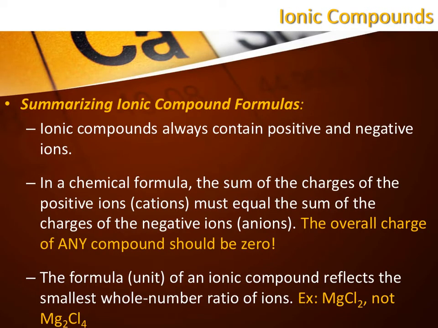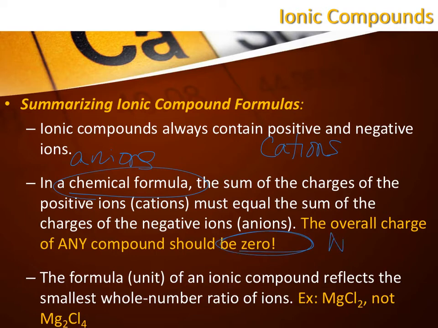Here's a summary of what we've learned about ionic compounds. Ionic compounds are made up of positively charged ions called cations and negatively charged ions called anions that are electrostatically attracted to each other. The anions and cations come together to make a compound that has an overall neutral charge.